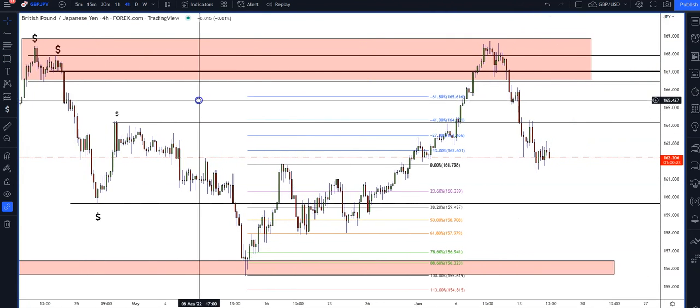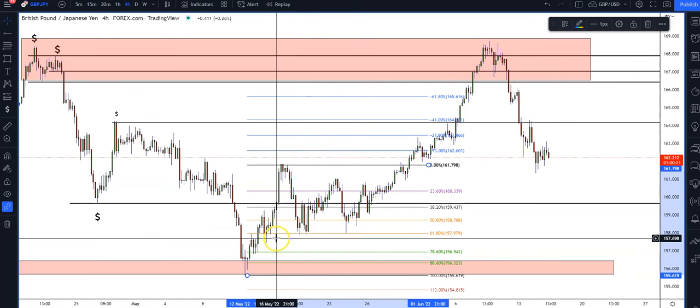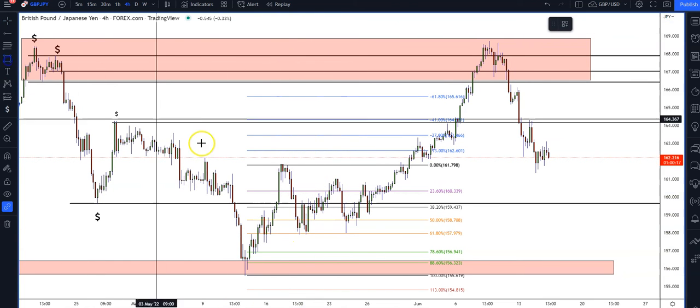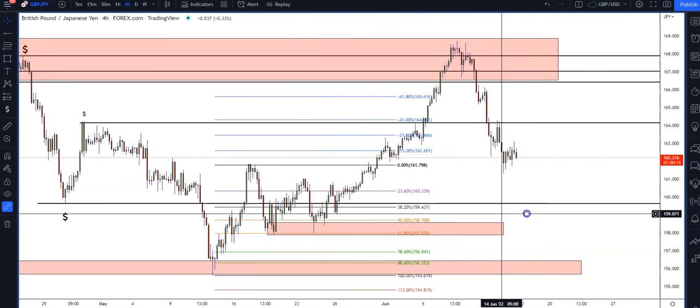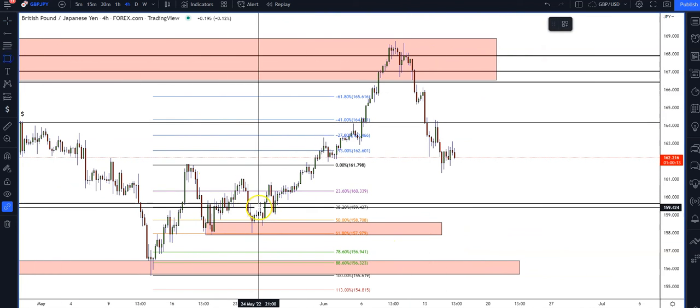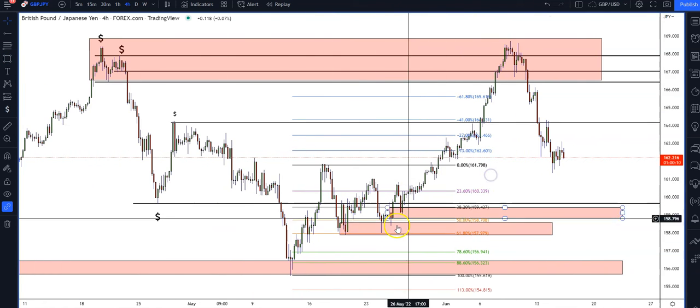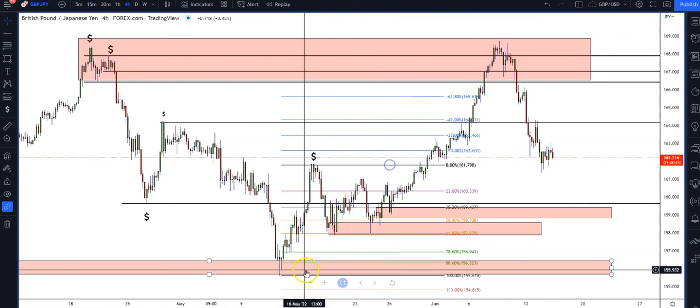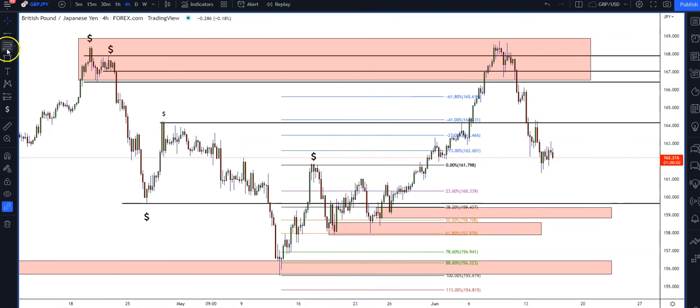Now this is a beautiful setup, right? So you could have gotten in here. If you missed that entry, wait for the retracement back into the order block. If you missed that, wait for the retracement back into the order block. And then it took off, right? So now what you have to understand is what it's going to do now is hunt the liquidity. So now, boom, liquidity right there.